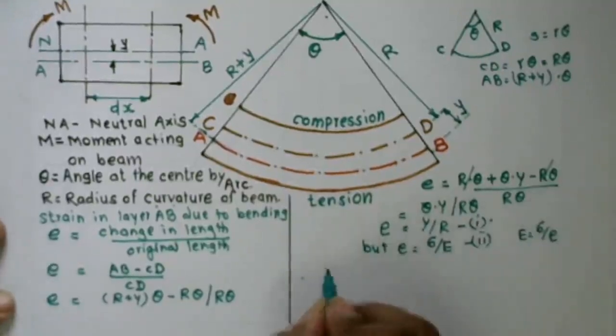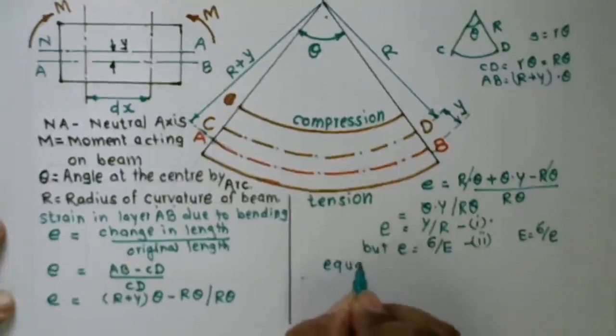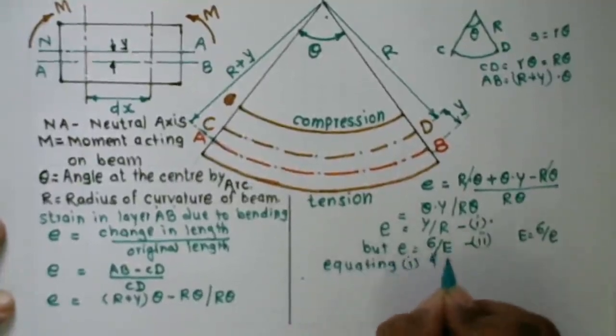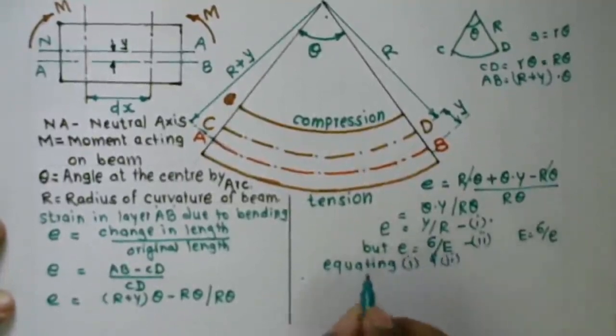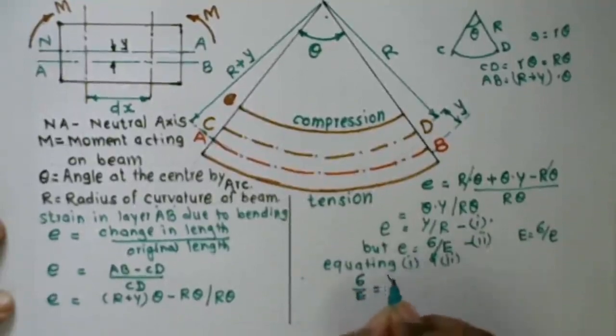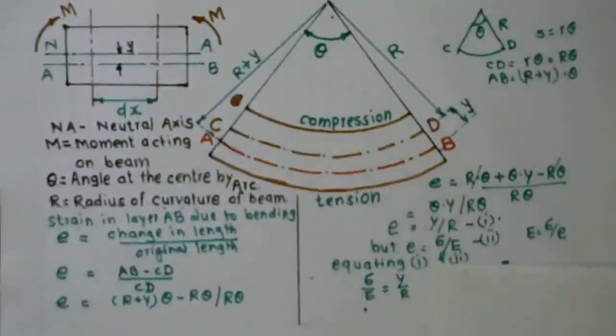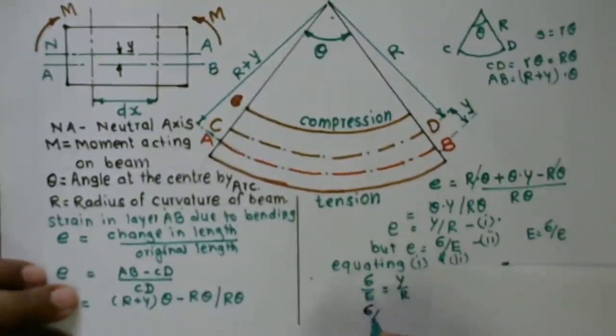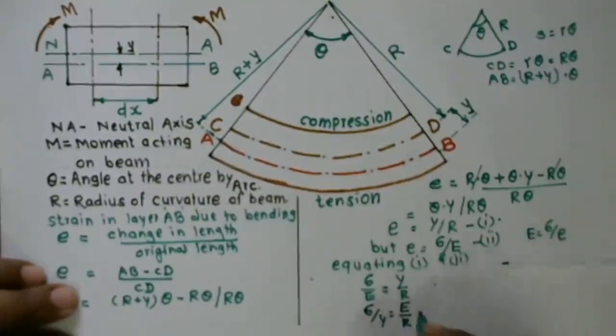Equating these two equations, 1 and 2, you will get sigma upon E is equal to y upon R. So rearranging that equation, you will get sigma upon y is equal to E upon R. Say equation small a, we may say. Now the second part of the equations.